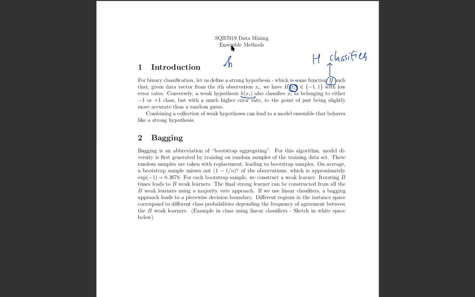It turns out that ensemble methods have a very interesting finding: if you have a collection of a lot of these weak learners, many of them, then on average they will beat the strong classifier. There are two ideas here. First we talk about bagging. Bagging is a short form for bootstrap aggregating. So what does it mean?